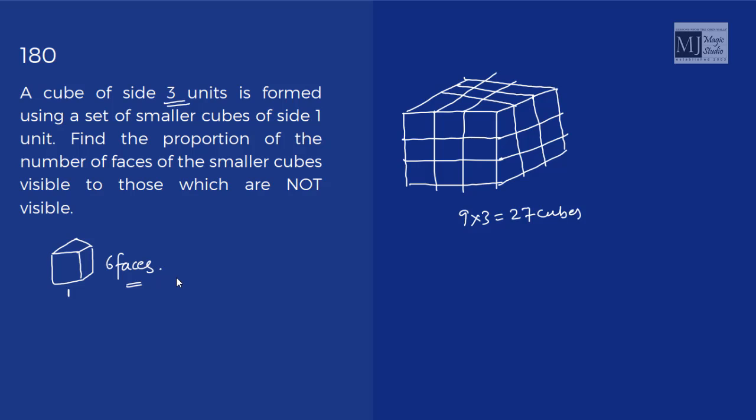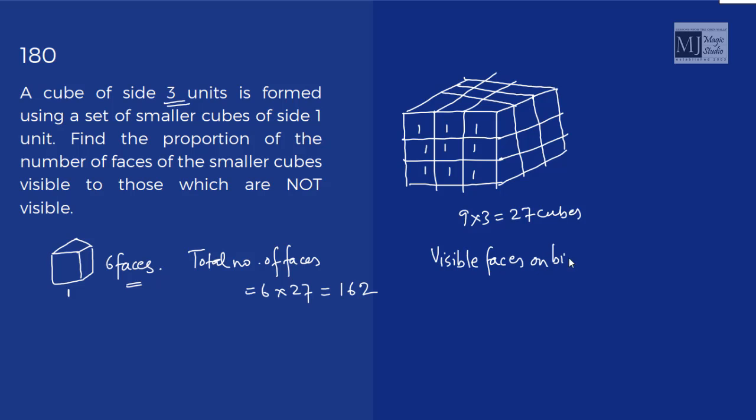So if I am using 27 cubes, total number of faces would be 6 into 27, that is 162. Now, looking at this particular cube, how many faces are visible? 9 on each side. 9 on each side are faces which are visible in this bigger cube. So visible faces on the bigger cube are 9 into 6, that is 54.